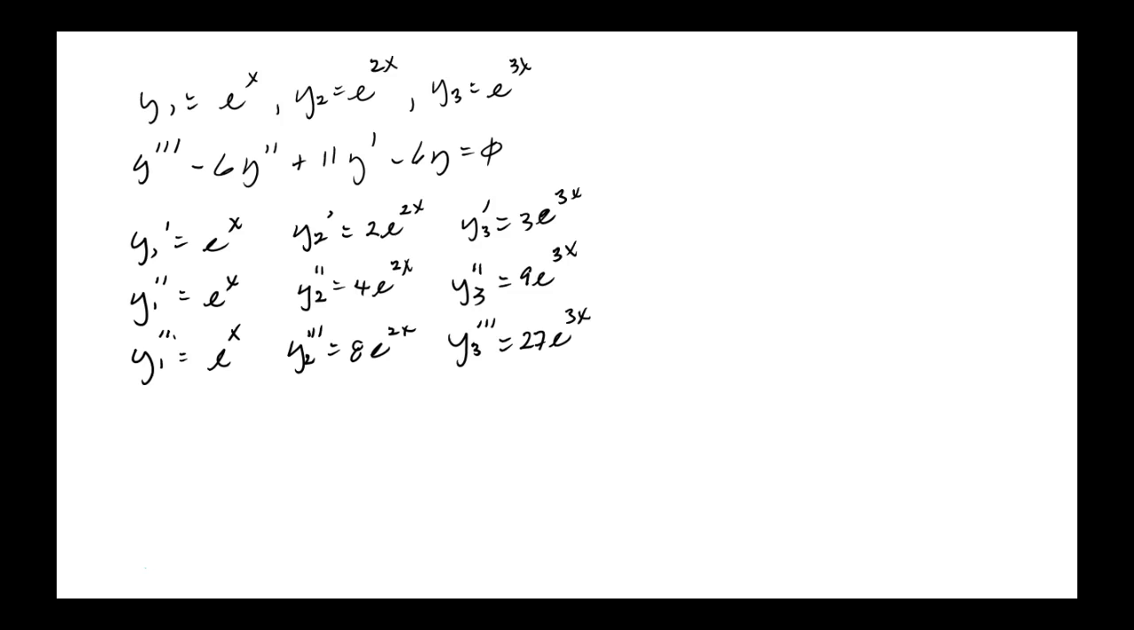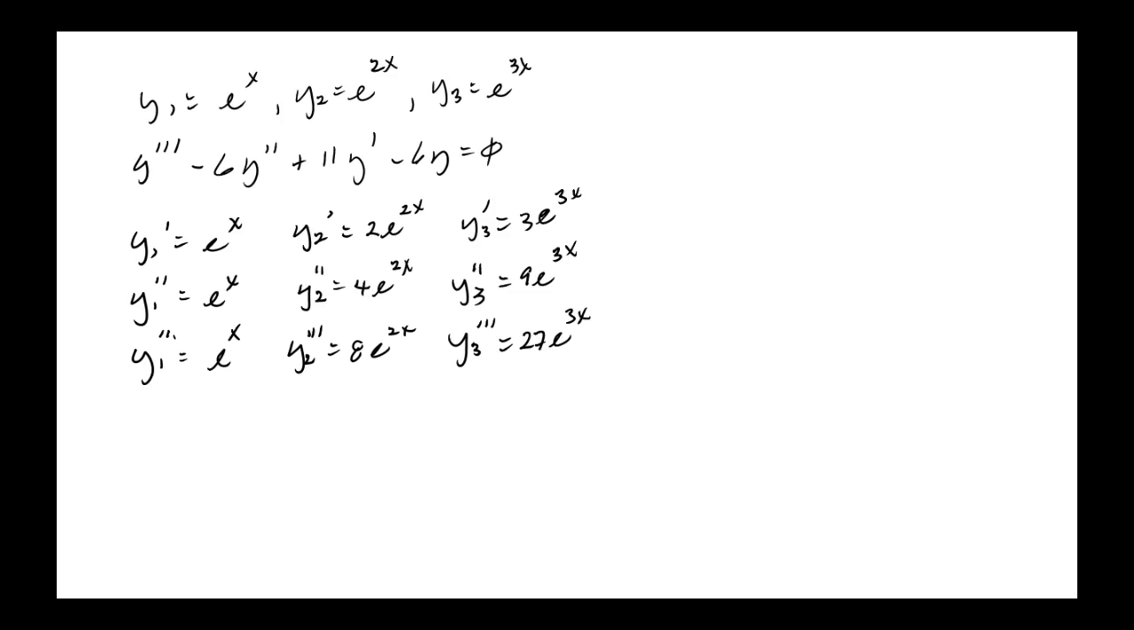The next one, we would do 8, and e to the 2x is going to be in there. 8 minus 24 is negative 16. Negative 16 plus 22 is positive 6, minus 6 is 0.